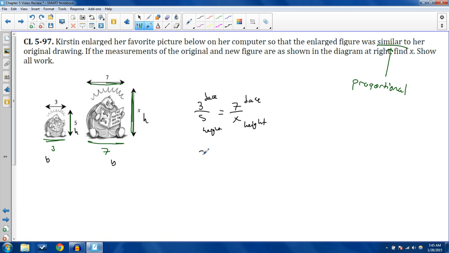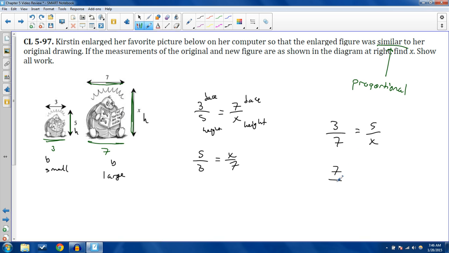You can also write 5 over 3 equals x over 7. For the same reason, we can flip then. What else you can do is you can talk about small to large. So I can say the base in the small grows to the base in the large, as the height in the small grows to the height in the large.